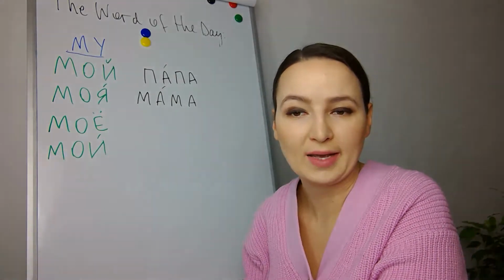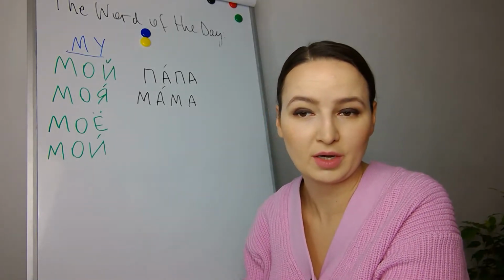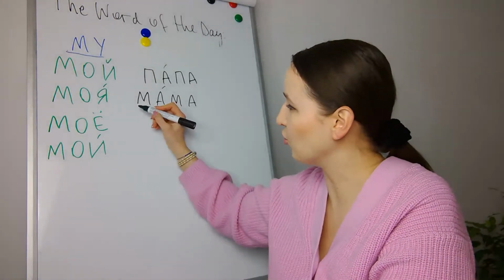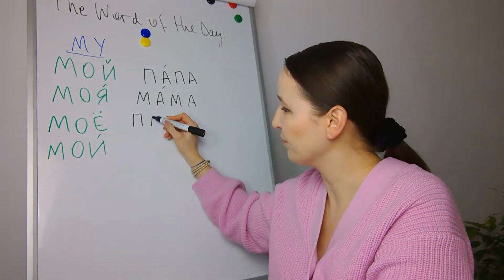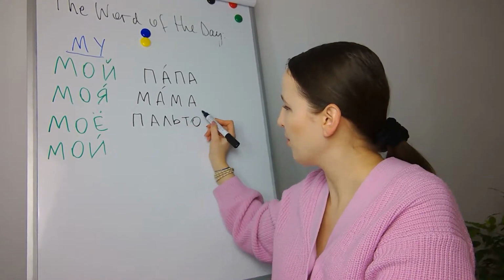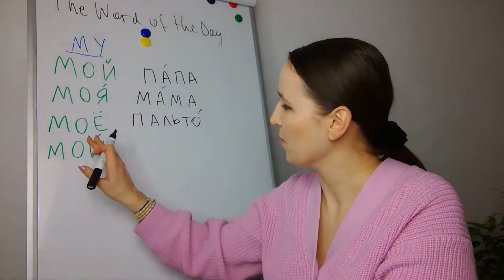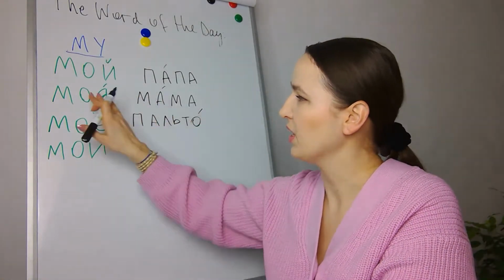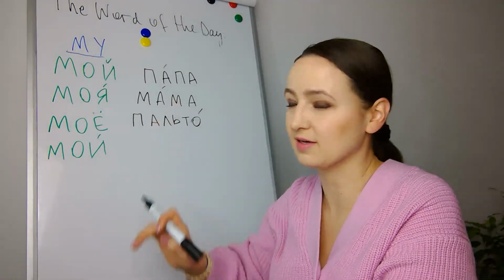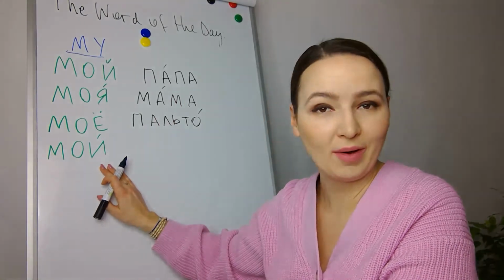Моё, yes, моё мороженое, because мороженое, ice cream, is neuter in Russian, or моё пальто. Пальто is a coat. Моё пальто. Моя мама or моя квартира. Правильно, my apartment. And now let's continue with мои.